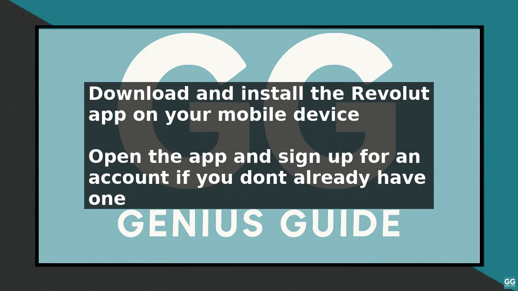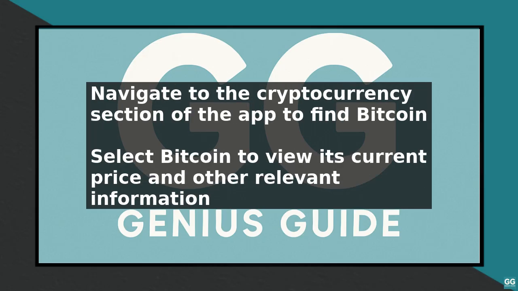After verifying your account, navigate to the cryptocurrency section of the app. This can usually be found on the dashboard or under the Investments tab. Select Bitcoin from the list of available cryptocurrencies and click on it to view its current price and other relevant information. Next, click on the Buy button to initiate the purchase process.